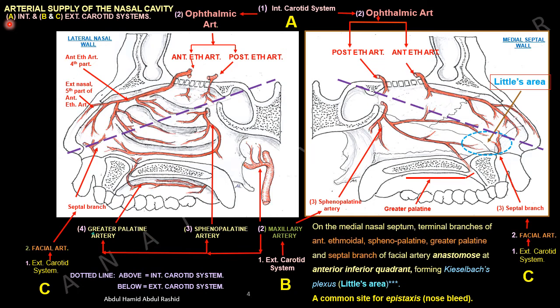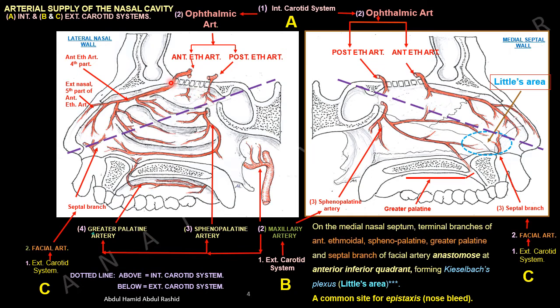Arterial supply of nasal cavity. We have two diagrams here. This is lateral wall and this is medial septal wall of the nose. As we have presented earlier, each wall is divided into two: antero-superior part which derives from frontonasal prominence and postero-inferior part which develops from maxillary prominence. Each prominence has its own blood supply.